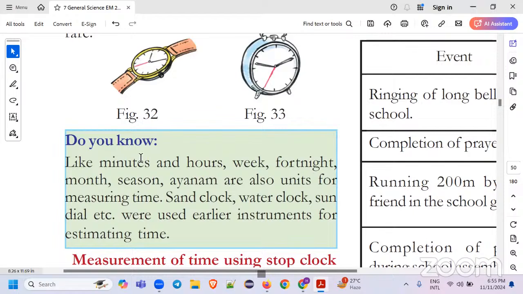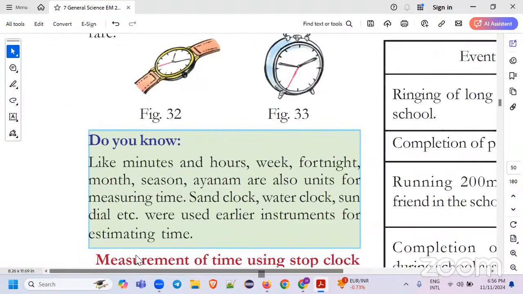But to measure this, what are the clocks? How do we measure? Time is measured with the help of clock, sand clock, water clock, sundial, etc. These were used earlier as instruments for estimating time. So we shall say we estimate the time, not measure the time. Though we have been trying to estimate the time for a longer period, still we are unable to estimate it correctly.